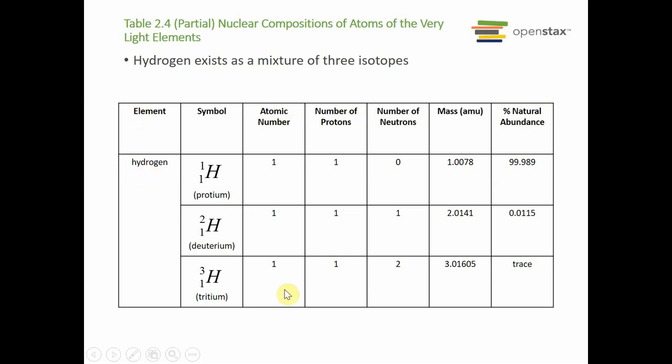So they all have the same atomic number. They all have the same number of protons, which is the definition of the atomic number. They have different numbers of neutrons, which defines the mass. And as you see, the natural abundance is 99.99, almost 9s, and this is 1 part, this is 1% of 1%. So it's 1/10,000th. Every atom in 10,000 is a deuterium.